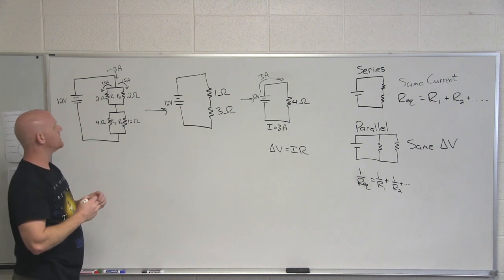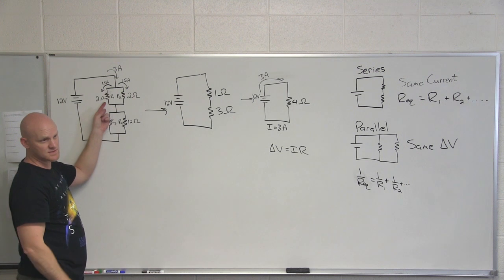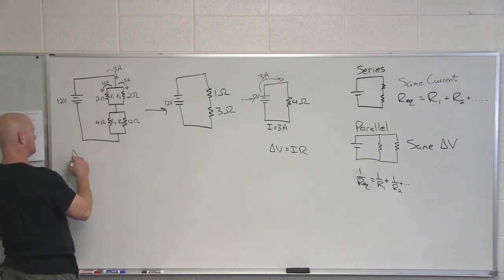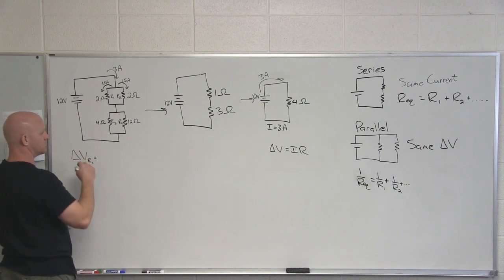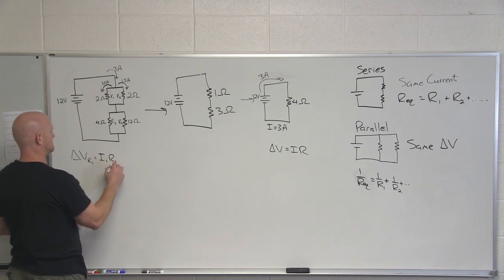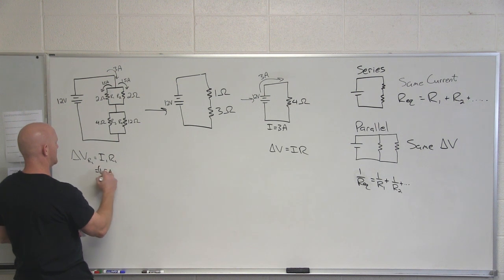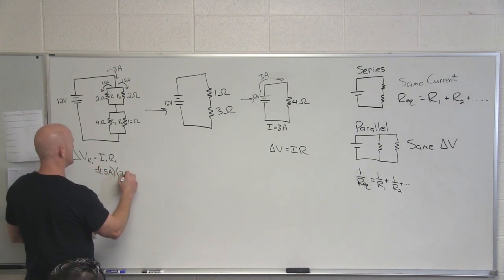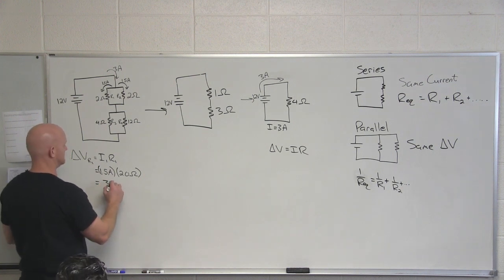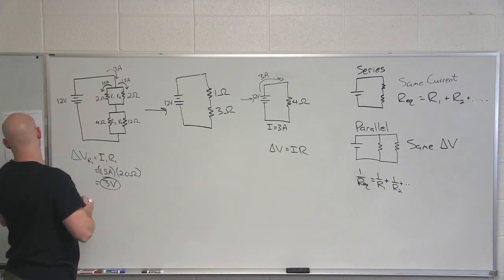Okay, so now if you know the current flowing through this resistor R1, and you know the resistance of R1, then can you get me a potential drop for R1? So 1.5 amps times 2 ohms does indeed get you 3 what? Good. Okay, another question down the tubes here.